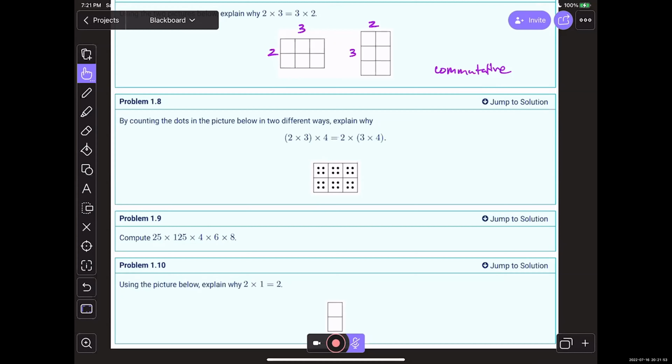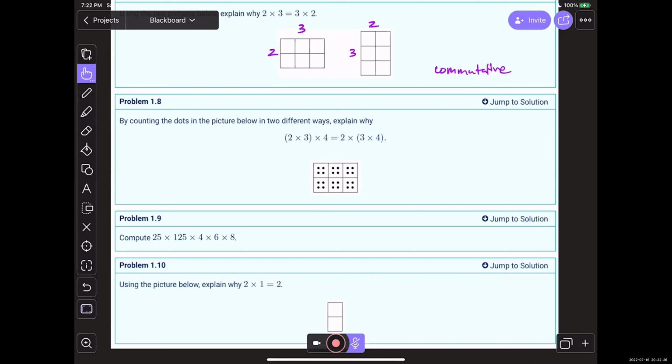So can you read the question first? By counting the dots in the picture below in two different ways, explain why 2 times 3 times 4 equals 2 times 3 times 4. Because they just switch the numbers that get multiplied. It's still the same thing. It's still just multiplying 2 times 3 times 4. There's not anything different. It will equal the same thing.